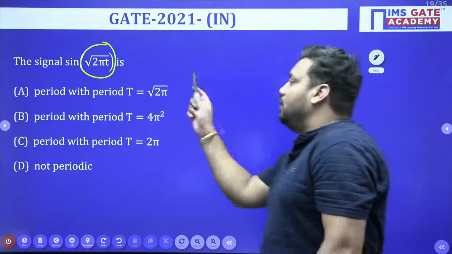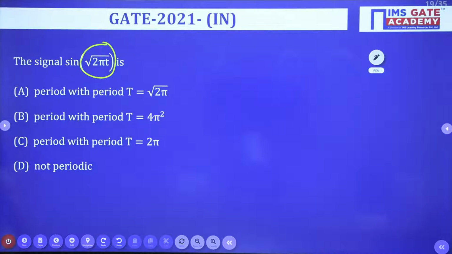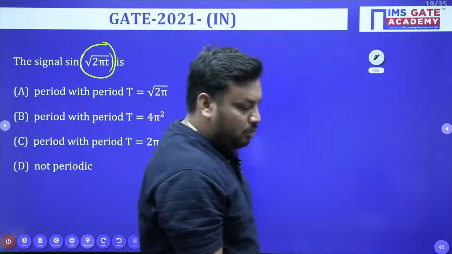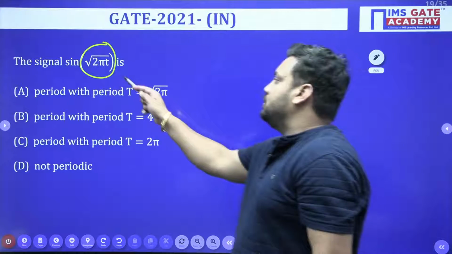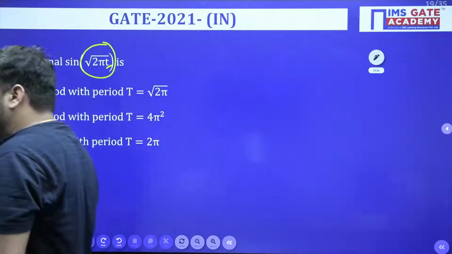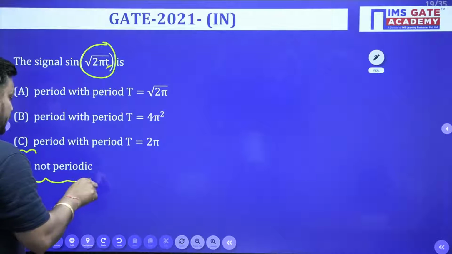If t is not in the root, then it will be sine root pi into t. But right now t is also in the root. Because t is already in the root, any operation, root operation applied on t, the signal will become non-periodic. So the correct answer will be option D.